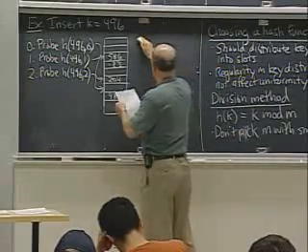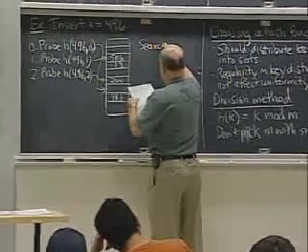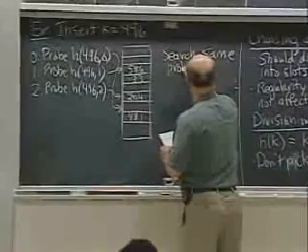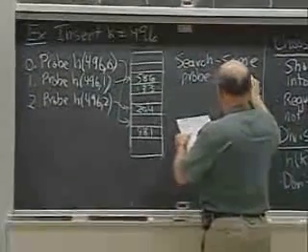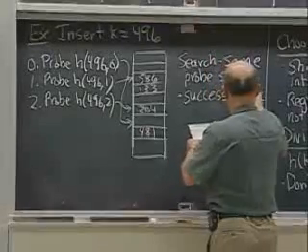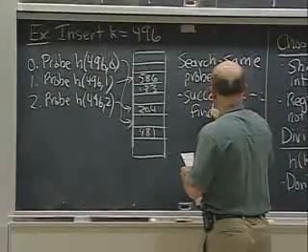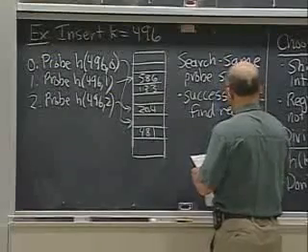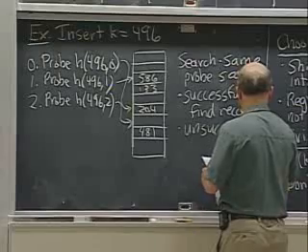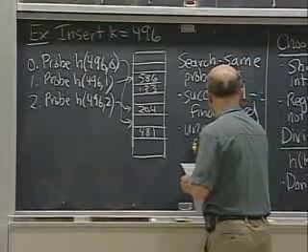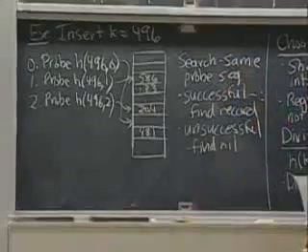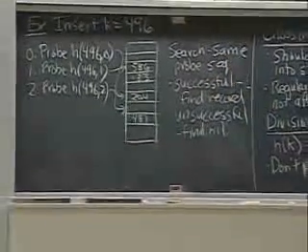Okay, so search is: use the same probe sequence. And if it's successful, it finds the record. And if it's unsuccessful, you find a nil. So it's pretty straightforward.